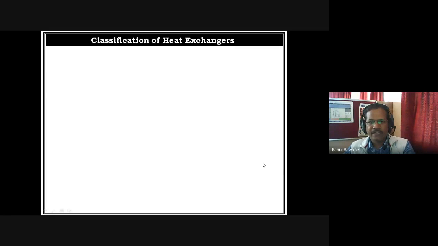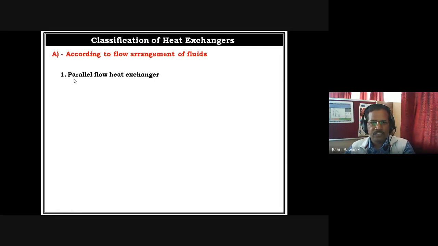This is also a very important question, because many times it is asked in university exams to classify heat exchangers, and for 6 marks we have to give the proper classification. So the first category is according to the flow arrangement of fluid, how the flow takes place in a heat exchanger. On the basis of that there is a classification. So according to the flow arrangement of fluid, first is the parallel flow heat exchanger.